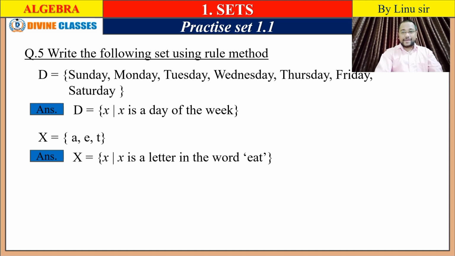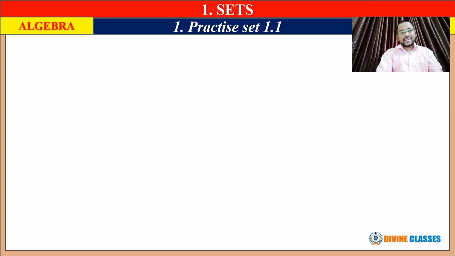Next question is X is equal to curly bracket open a, e, t, right? So these elements, ye kaun se word mein aata hai? Eat mein aata hai, nahi toh 8 mein aata hai. So as per your wish, ye jo 3 letters is word mein aata hai, you have to mention that. So here we have mentioned like this: X is equal to curly bracket open x such that x is a letter in the word eat.